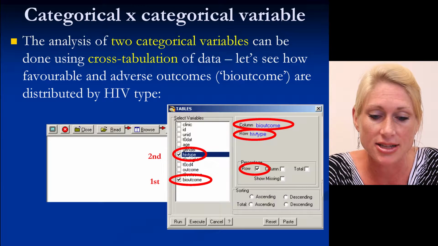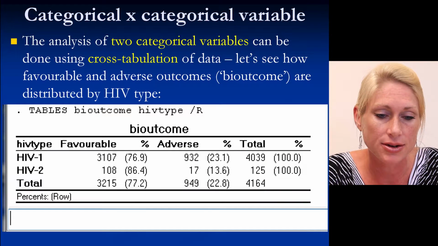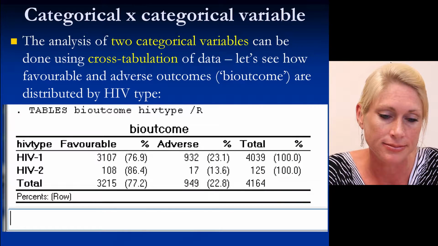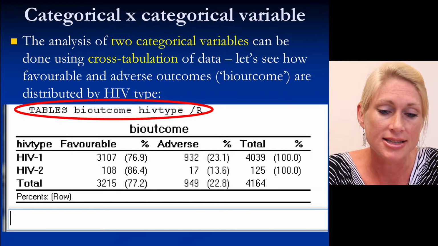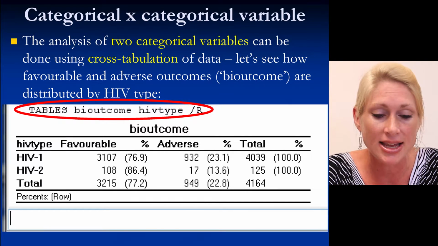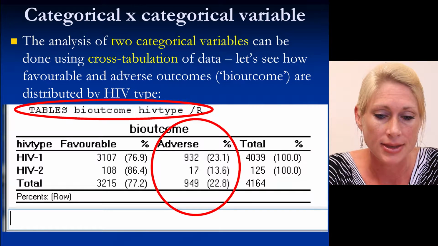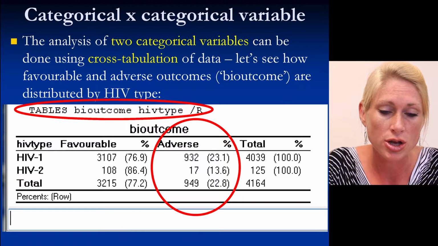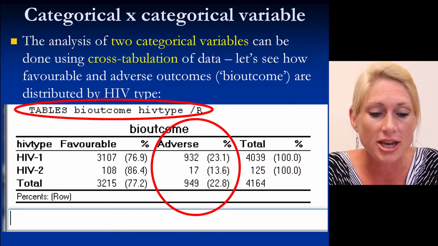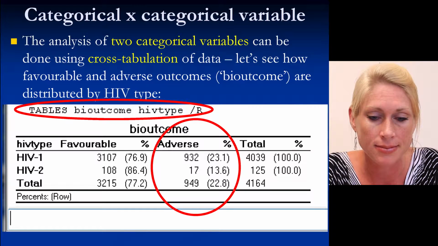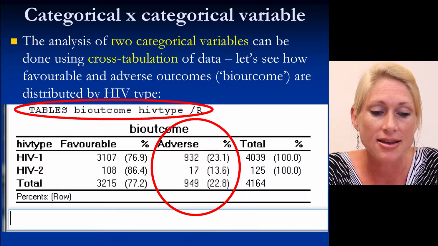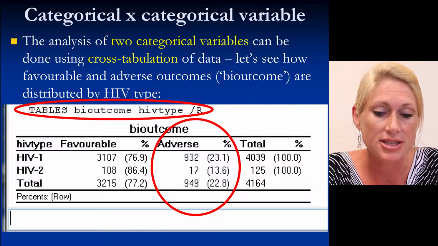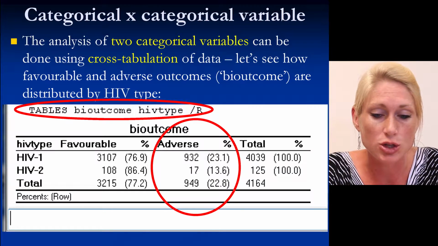I'm going to select row percentages, click on Run, and this is the output that I generate. Up here is the command that could otherwise be manually entered and run from the command line. And here we can see the proportion of HIV-1 and HIV-2 patients who have an adverse outcome. And it appears here that HIV-1 have worse outcomes than HIV-2 patients: 23% for HIV-1 patients versus 14% rounded up for HIV-2 patients.